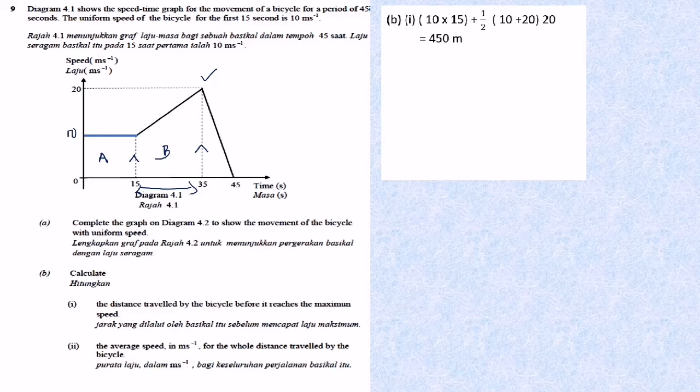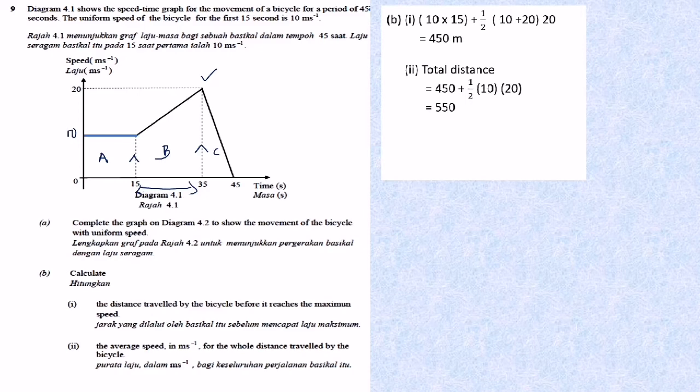B2. The average speed in meters per second for the whole diagram traveled by the bicycle. For the whole diagram, that means we include part C. So we need to find the total distance of A, B, and C. The total distance of A and B is 450 meters. So for C, it is 1 over 2 times 10 times the height, 20, and the total equals 550 meters.